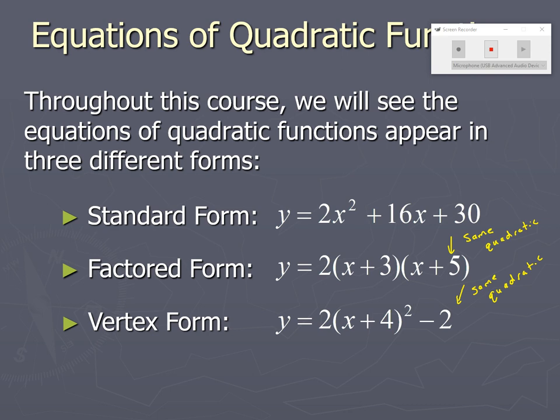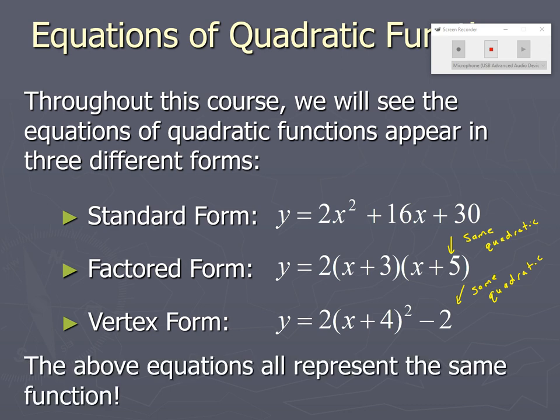How are we going to tell long term? Let me give you a little hint. Standard form is not going to have any brackets. Vertex form has only one bracket. Factored form has two brackets. There are some special cases, but that's good enough for now. That's the idea, is what you'll see there. The above equations all represent the same function. That's what I wrote in yellow over there, but it says at the bottom there.